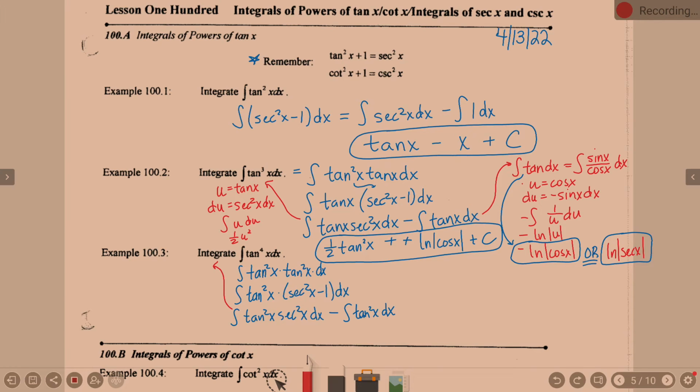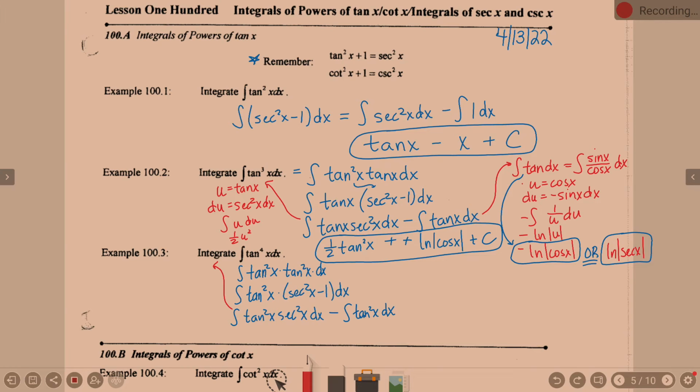Thoughts on how to deal with the integral of tangent squared x secant squared x dx? I am going to use U substitution again. I know the derivative of tangent is secant squared x.